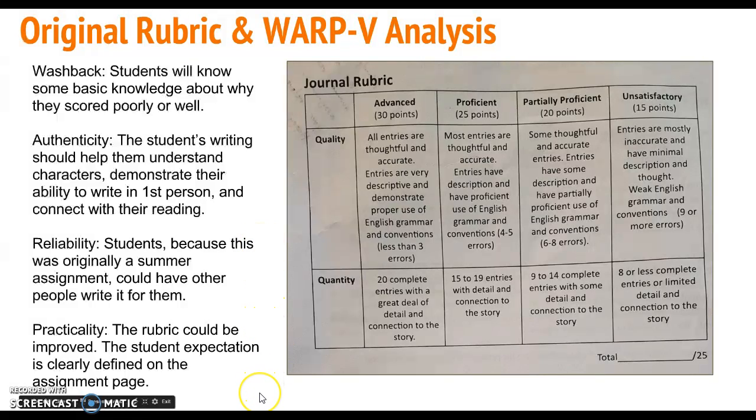Practicality. The rubric could be improved, and I'll demonstrate the improvements that I made in a few more slides. And the student expectation is clearly defined on the assignment page. So it is practical to have students complete 10 journal entries over the summer, or 20 for the sophomores.